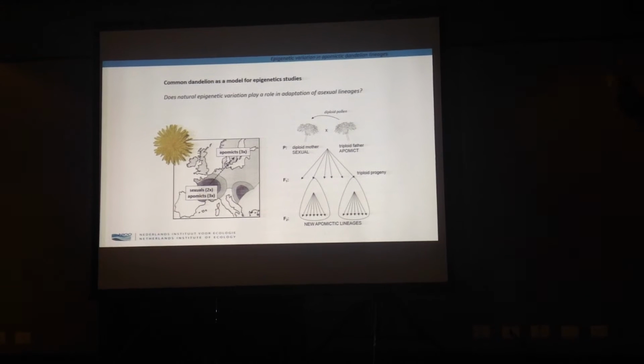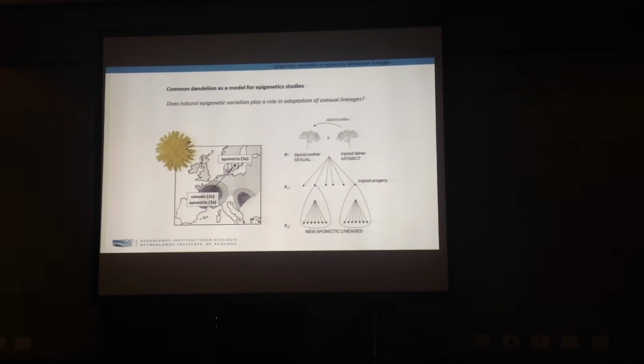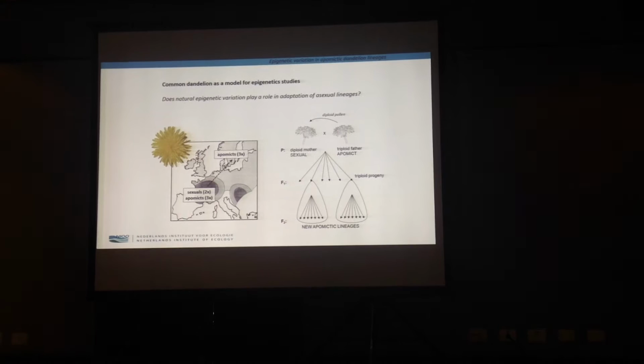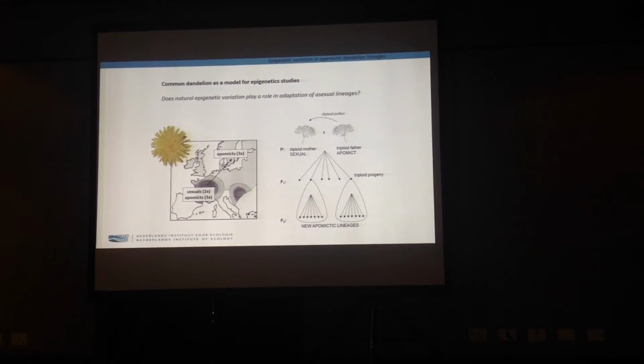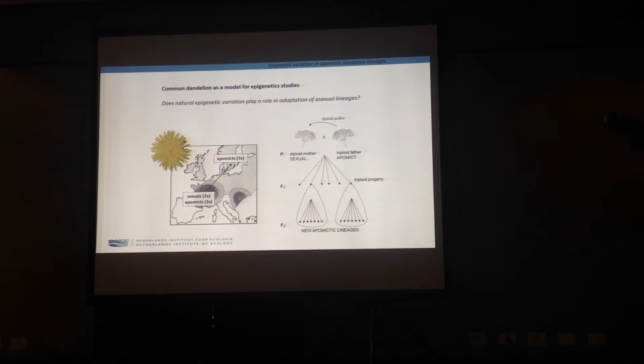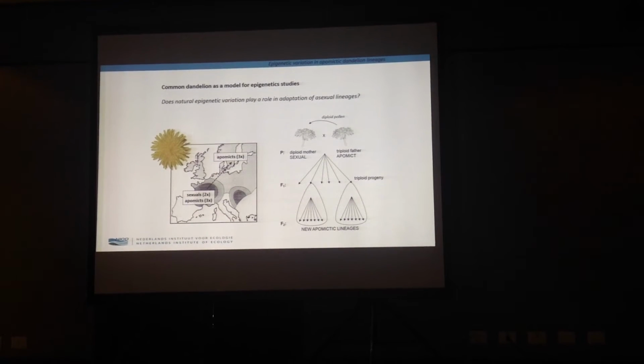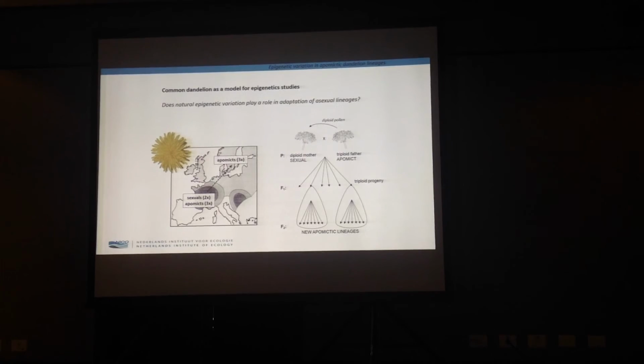So you have mother, daughter, mother, daughter, and genetically it doesn't change very much, yet these plants are able to colonize a wide variety of habitats, which is why we're thinking maybe epigenetic variation could play a role in the adaptation of this dandelion to new habitats.